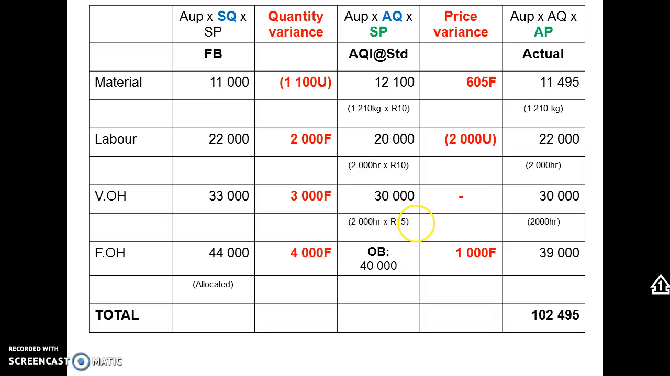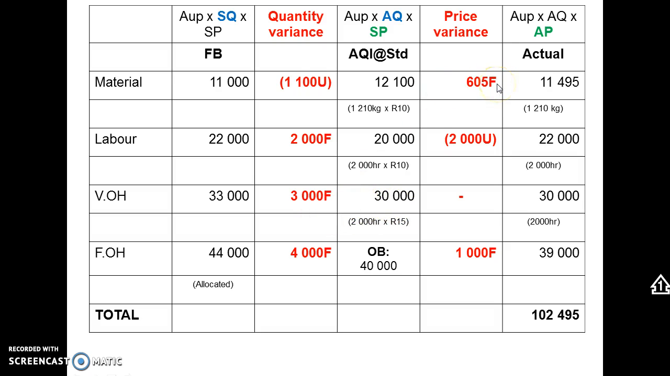So then for variable overheads, in this example, we assume it's allocated on the basis of labor hours. So labor hours comes from this side, the actual hours, 2,000. You'll see it's the same as labor hours at the standard rate per hour from this side. So now we can see all the variable cost variances.